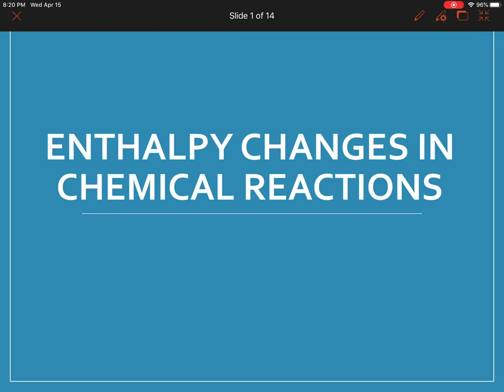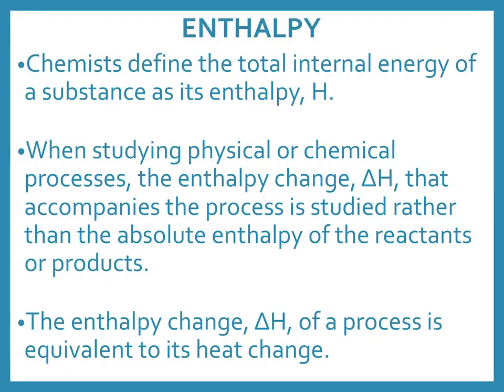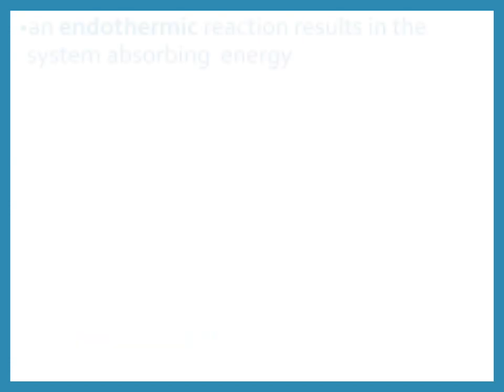In this lesson, we're going to take a look at enthalpy changes in chemical reactions. We talked about delta H a little bit in our last lesson, and we talked about how that was enthalpy change. Enthalpy itself, H, is the total internal energy of a substance, but we don't tend to calculate the enthalpy. We are more interested in the change in enthalpy between reactants and products, and that ends up being equivalent to the heat change that is happening.